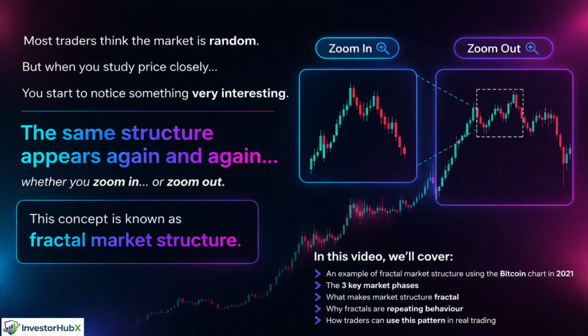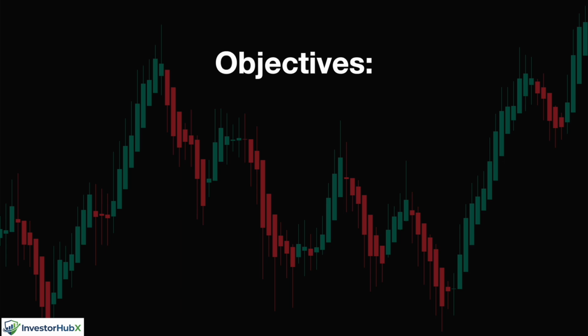InvestorHubX.com. Most traders think the market is random, but when you study price closely, you start to notice something very interesting. The same structure appears again and again, whether you zoom in or zoom out. This concept is known as fractal market structure. And in today's lesson, we're going to break it down using Bitcoin as a real example.